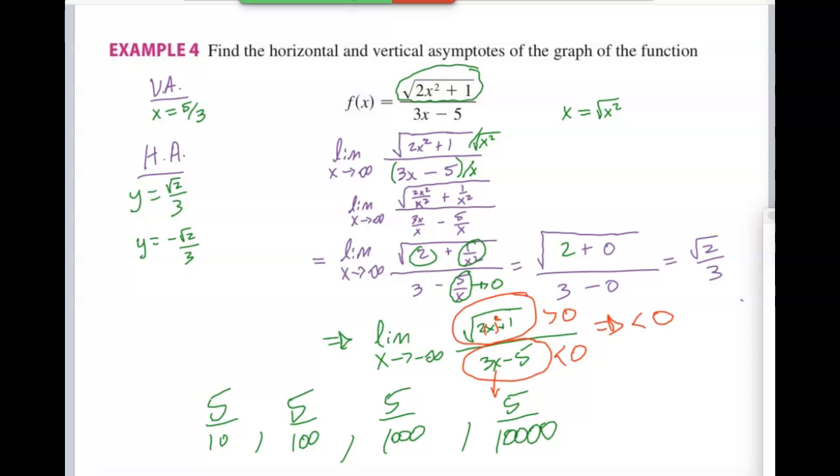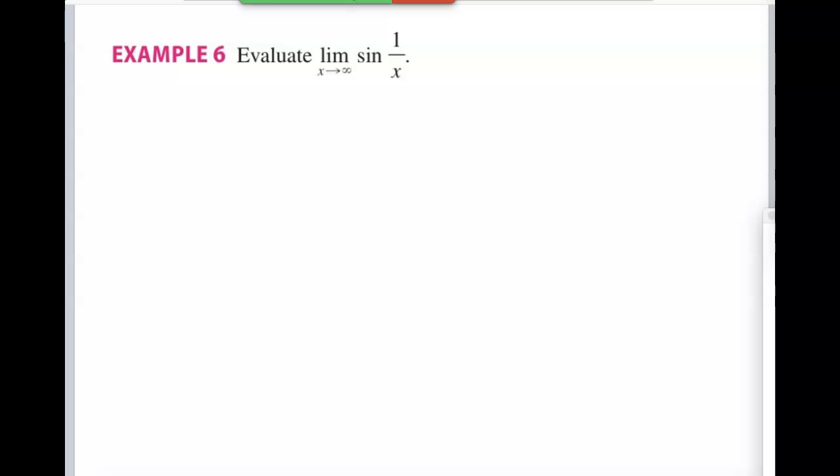Does that make sense? If you pop those in your calculator, you're just going to see decimals that get closer and closer to 0 because x is approaching infinity. Anytime you have a numerator that's just a constant, but the denominator keeps getting larger and larger, overall that fraction will approach 0. All right, let's do one more.